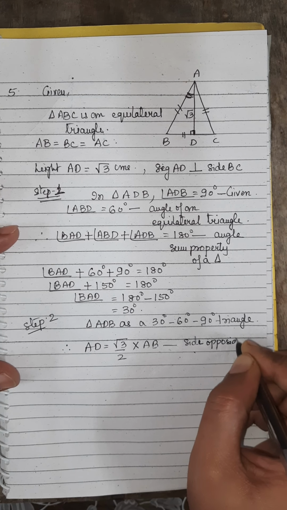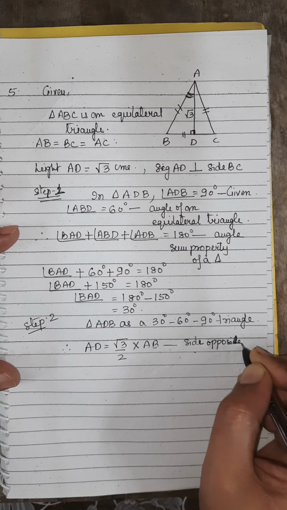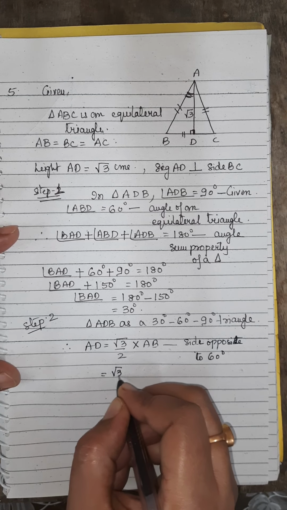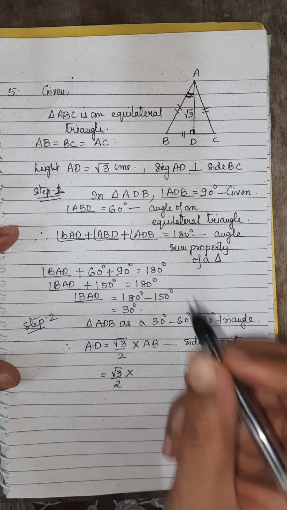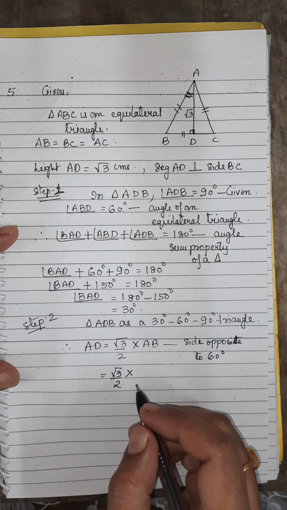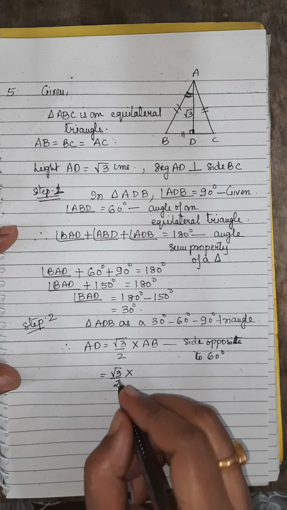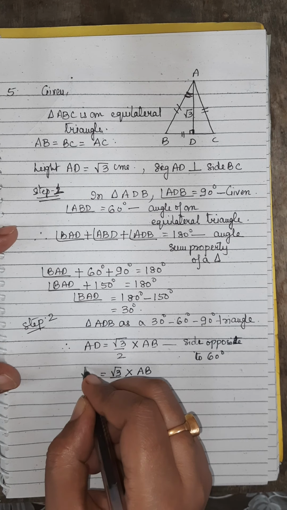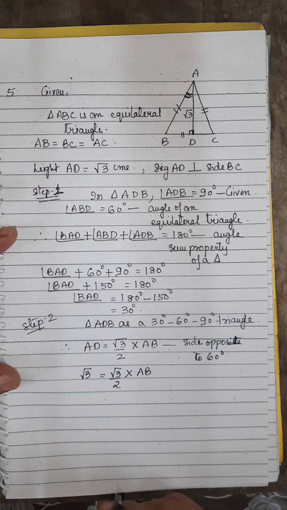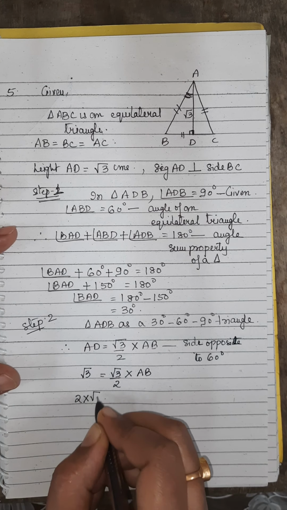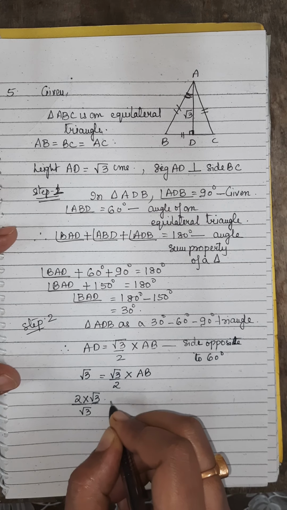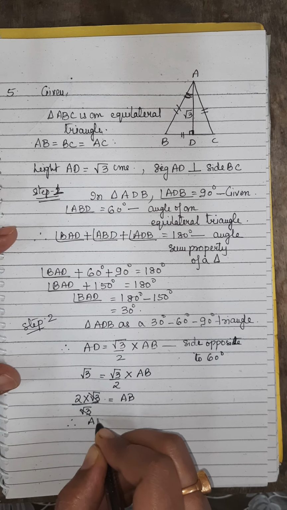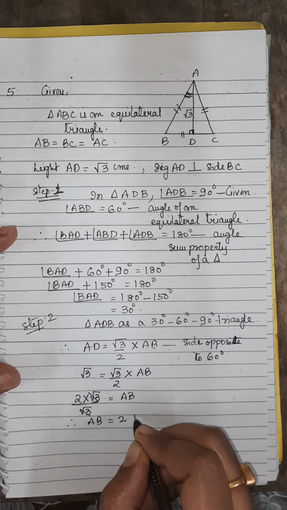So side opposite to 60 degrees will give us what? AD is already given to us, not AB. AD is already given to us as root 3. So 2 multiplied by root 3 upon root 3 is equal to AB. Hence, AB is equal to 2 centimeters.